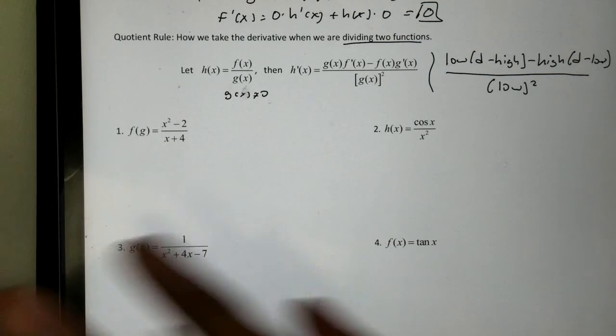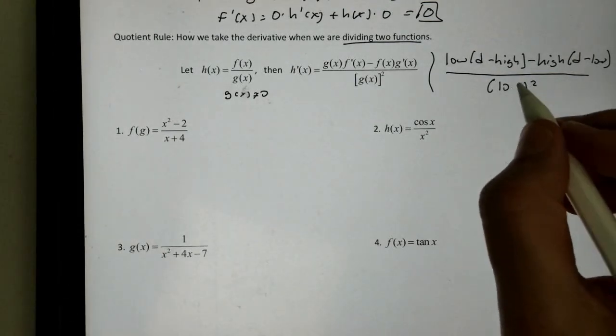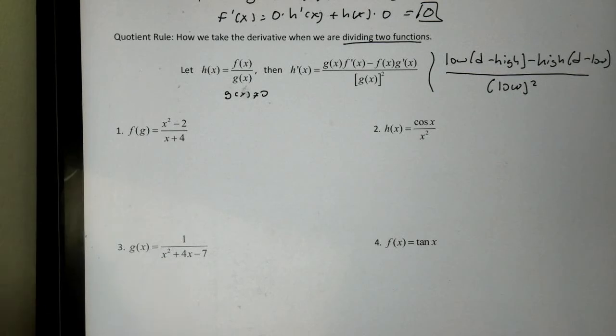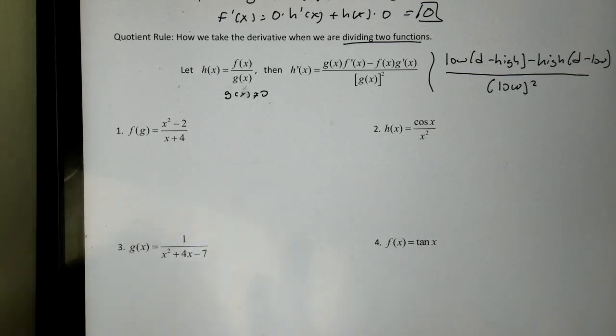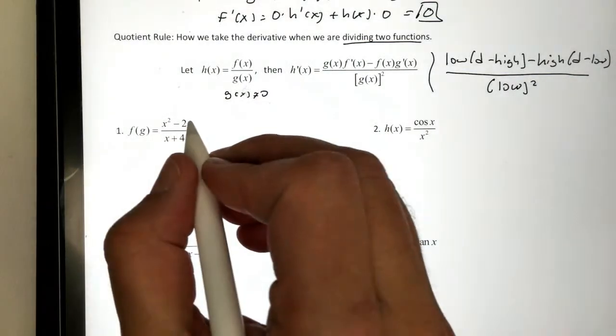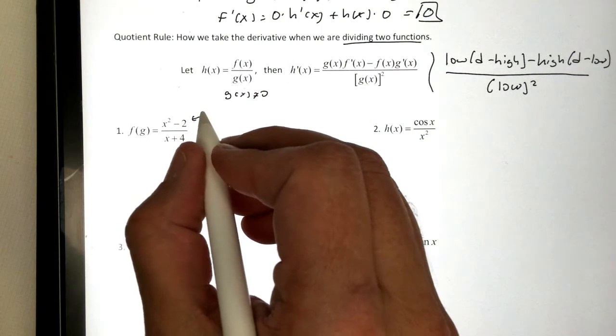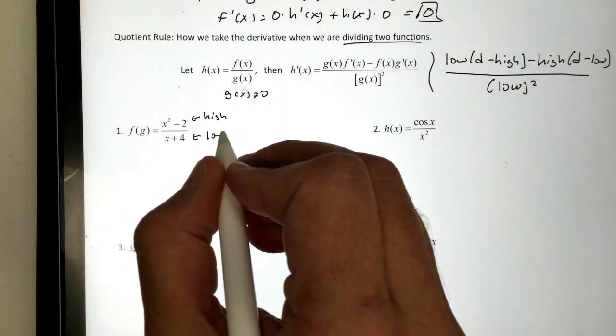So let's have some fun. Now, the quotient rule, many students don't like. It looks weird. But it's actually a very useful one because we just want to get an answer. We're not really interested in simplifying anything. So if I take a look here, this is my top function, so that's the high function. And this is my bottom function, or the low function.